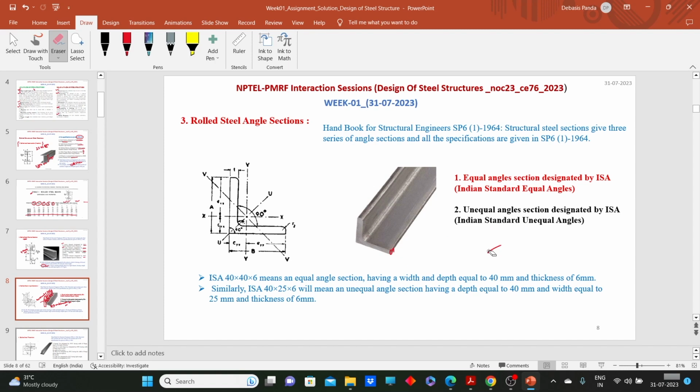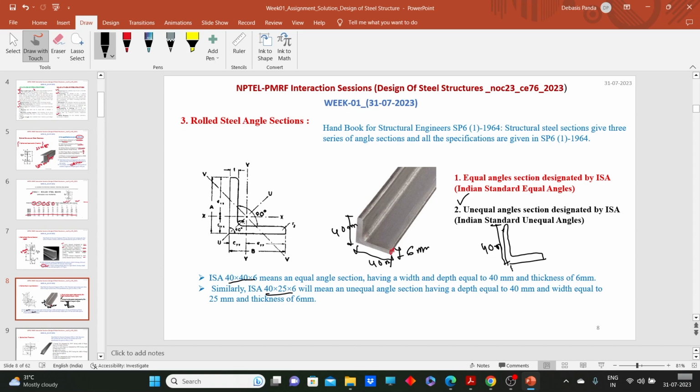Okay, so in equal angle sections, the length of these 2 legs is the same. Like ISA 40 40 6, that means the width of this leg is 40 mm, width of this leg is 40 mm, and the thickness is 6 mm. Likewise, for an unequal angle section, say for example, I have an unequal angle section of 40 into 25 into 6. That means the width of my connected leg is 40 mm, width of my outstanding leg is 25 mm, and the thickness is 6 mm.